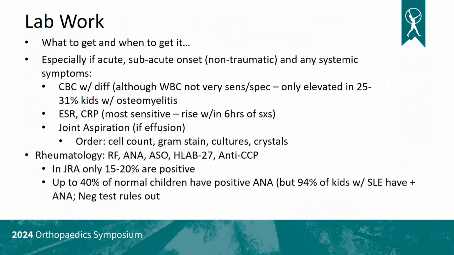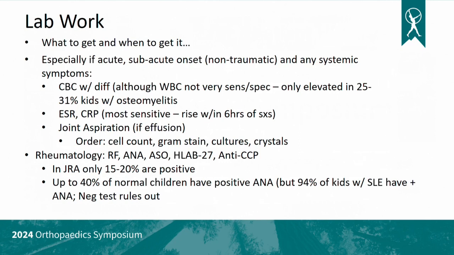And then if I think that they might have some sort of an autoimmune problem, we'll get a whole panel of tests. We'll look for a rheumatoid factor and ANA to look for lupus-related conditions. We'll look at HLA-B27, which is to look for ankylosing spondylitis. Anti-CCP is another way you can check for rheumatoid.